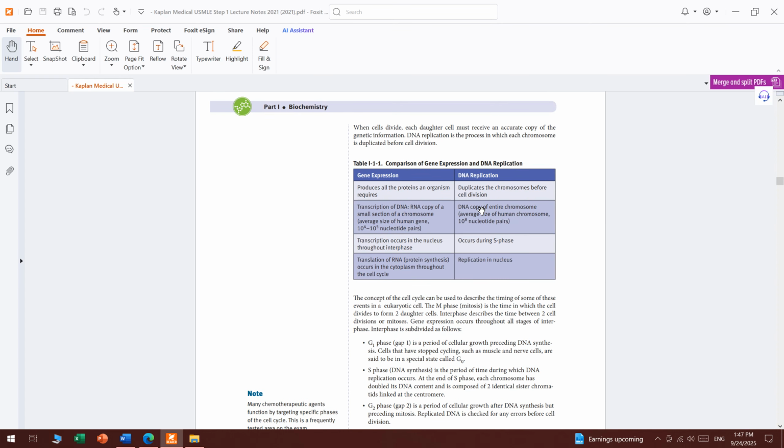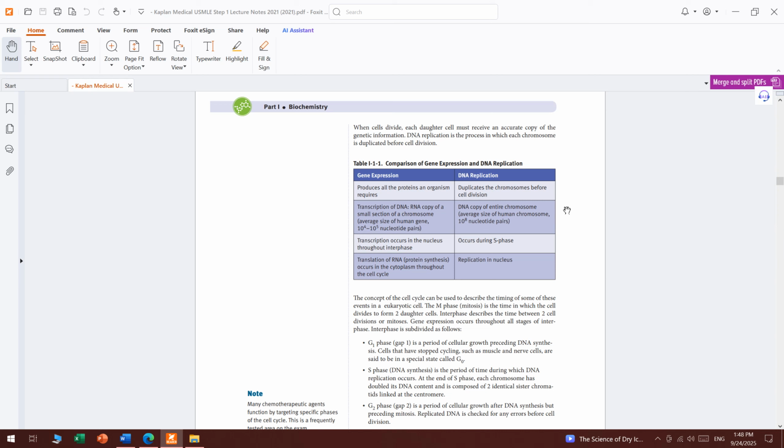2. Translation. If the RNA molecule produced during transcription is a messenger RNA, then translation is the process that converts the information embedded in the RNA base sequence into the specific amino acid sequence of a protein. This protein synthesis primarily occurs in the cytoplasm and is also active throughout the cell cycle. The ultimate outcome of gene expression is the production of all the diverse proteins an organism requires for its structure, function, and regulation.